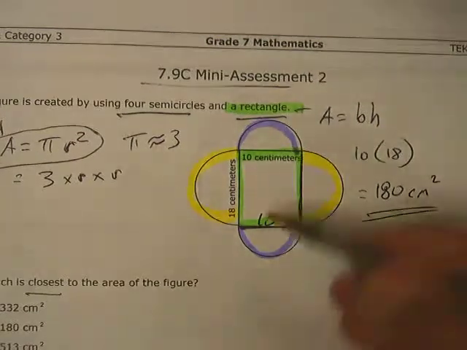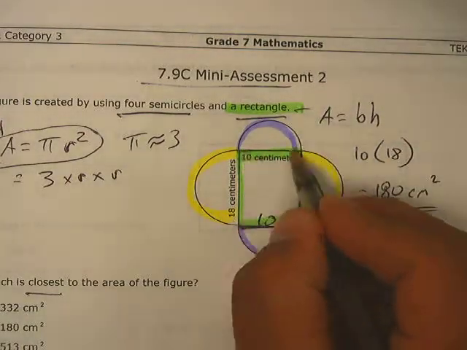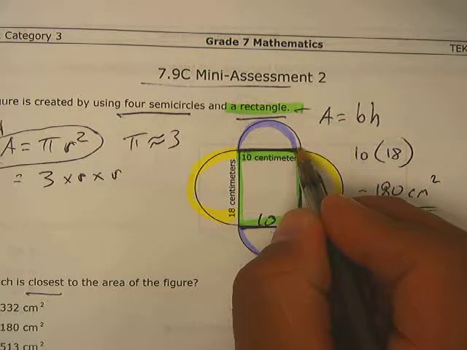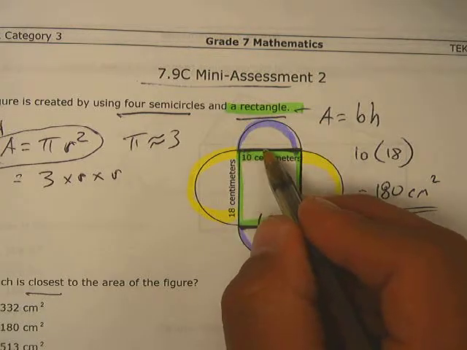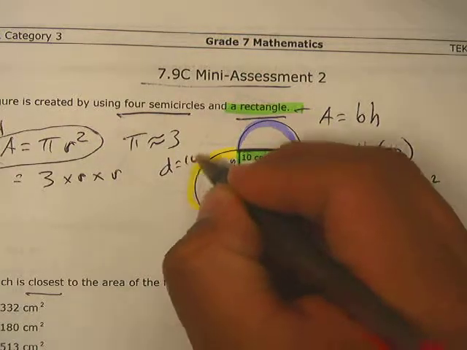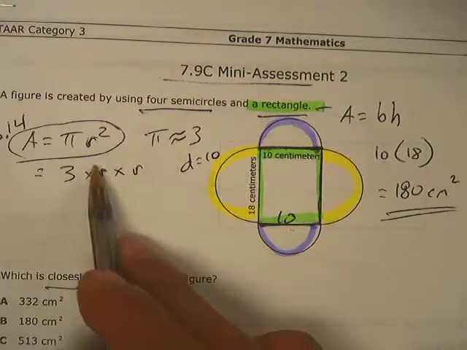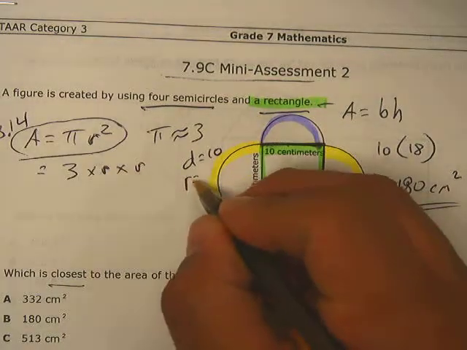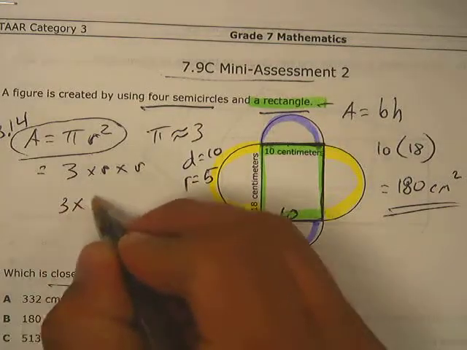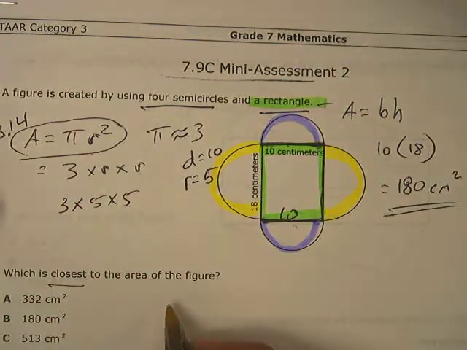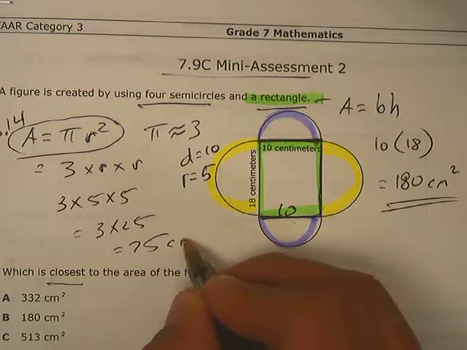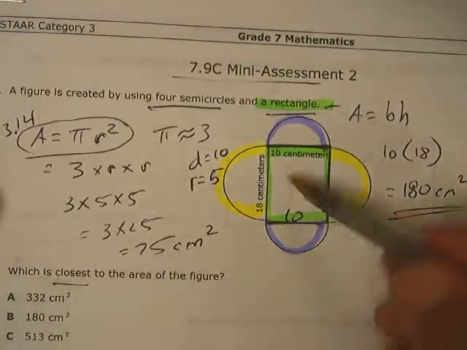Now I have to find the area of the circles. For this circle here, what does the 10 represent? If it goes all the way from one end to the other side, through the center, that represents the diameter. So the diameter is 10. We don't need the diameter, we want the radius. The radius is half of the diameter, so that would be 5. Then I multiply 3 times 5 times 5. 3 times 25 will give me 75.